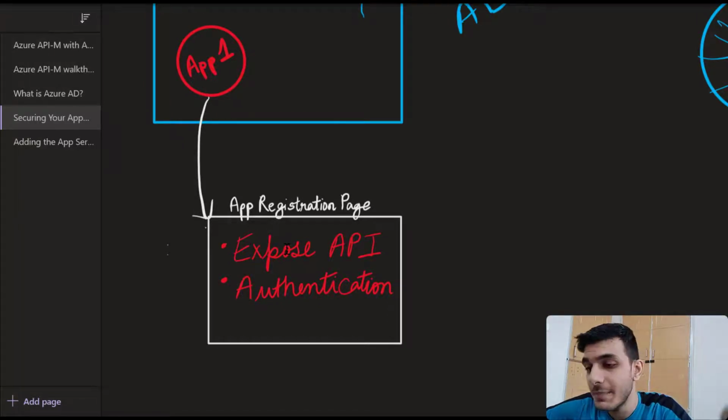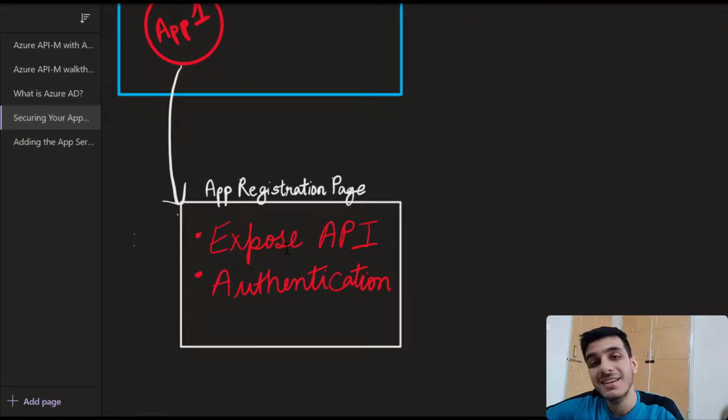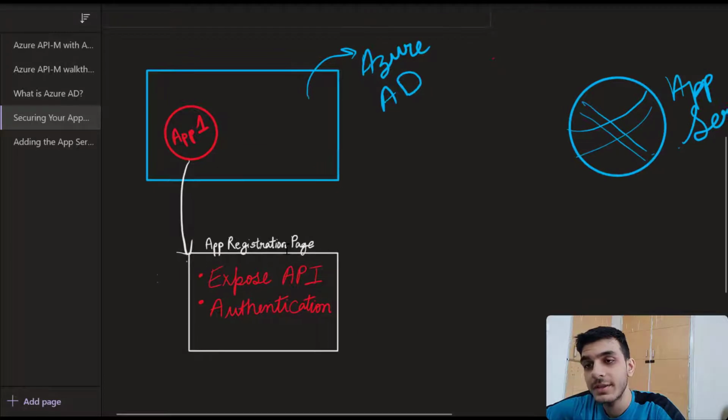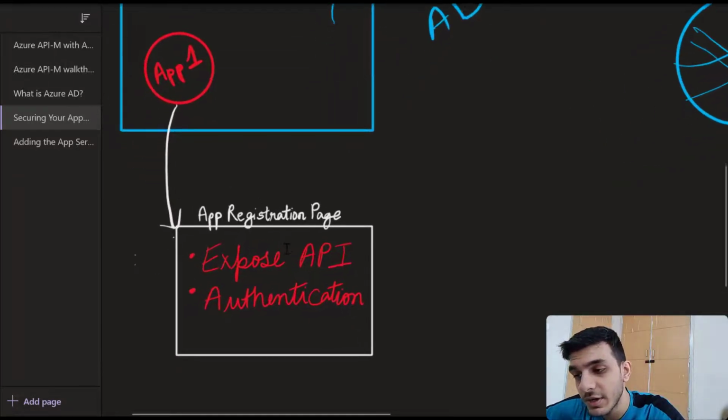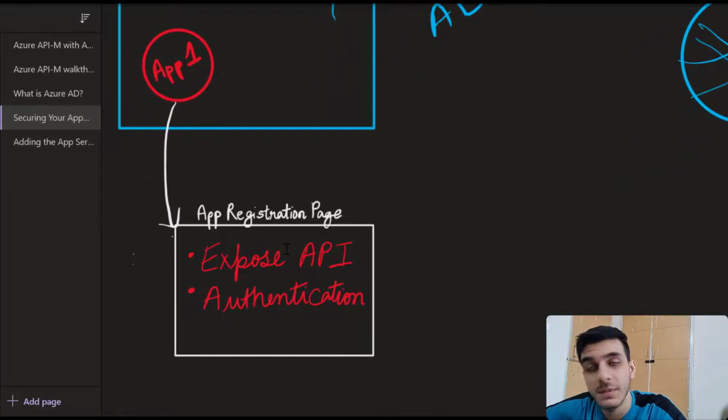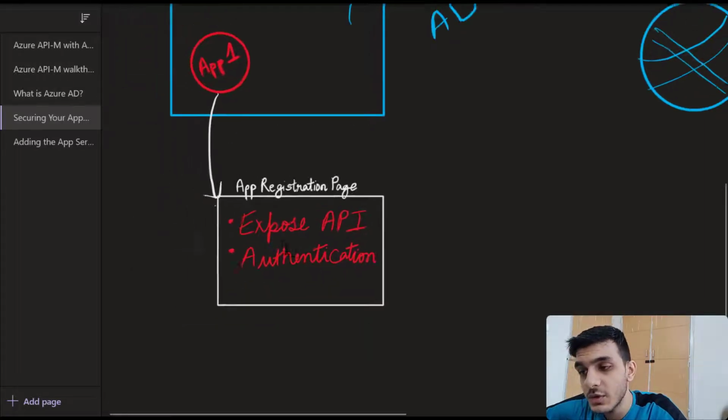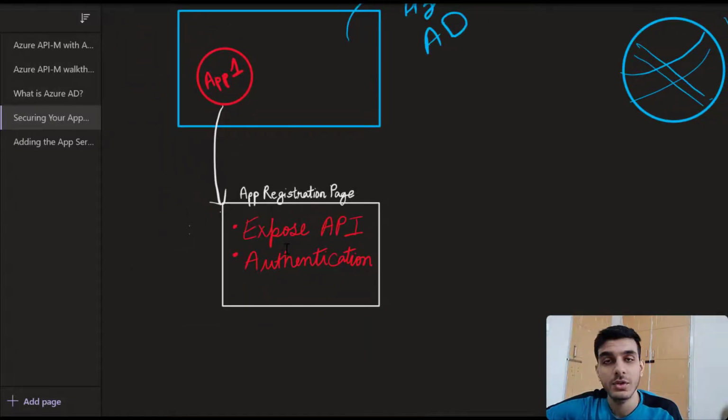Expose API will allow you to add some scopes. For example, this will allow me to say that this app service will require these scopes, like permissions, say for example, reading user information or other kinds of scopes which you want to define. This is where you define all of those things in the Expose API tab. And in Authentication, you'll provide a redirect URI. So what is a redirect URI?